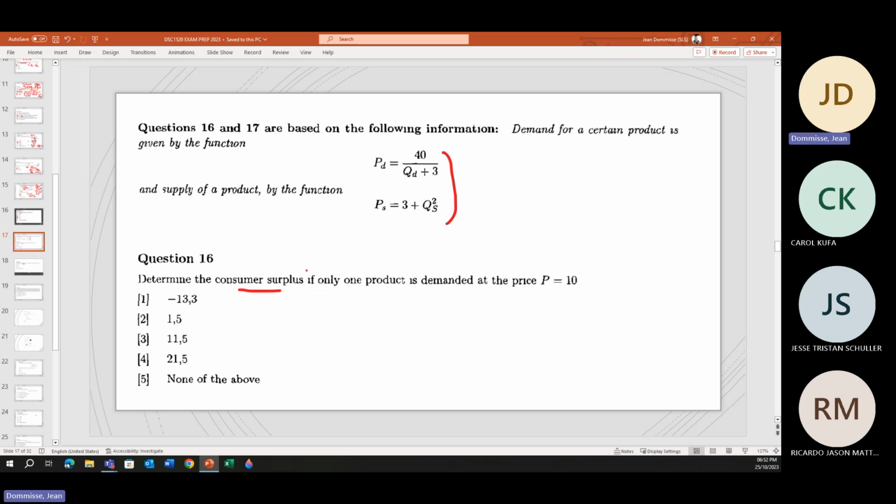Determine the consumer surplus if only one product is demanded. I was looking for Q, and you're okay. Again, it's easy to pick up the price of 10, but I would have loved it if that was also written out as Q is equal to 1. And again, you might easily read over this. So only one product, so Q is equal to 1.